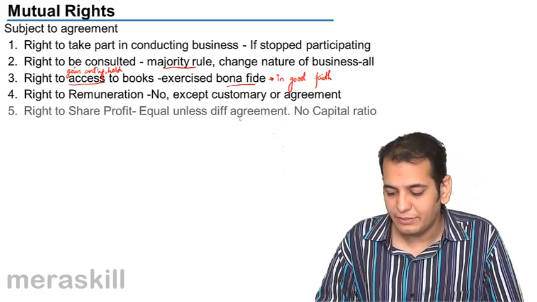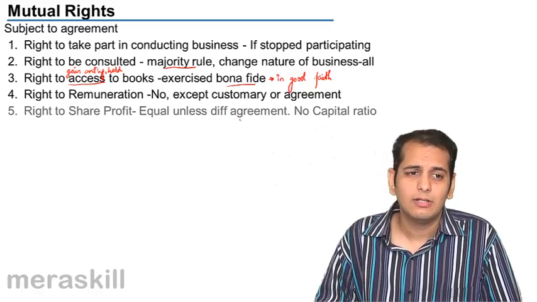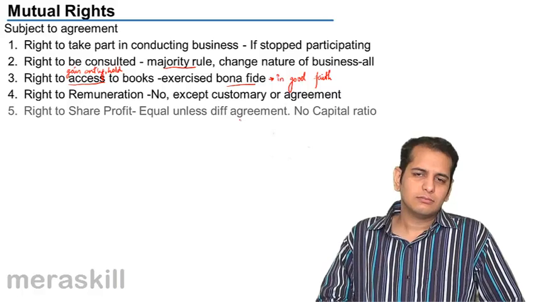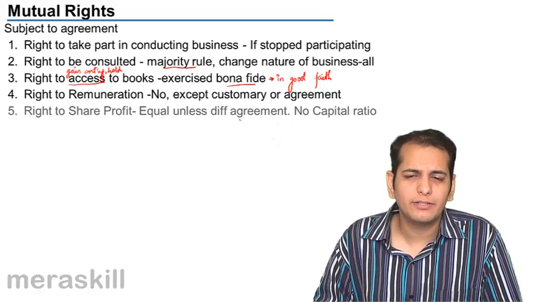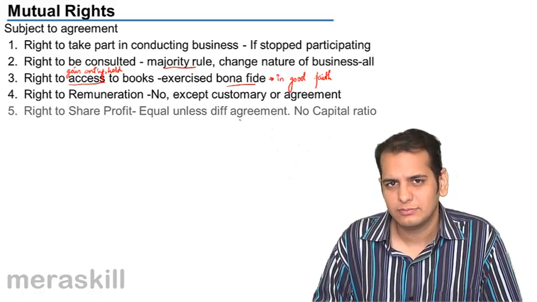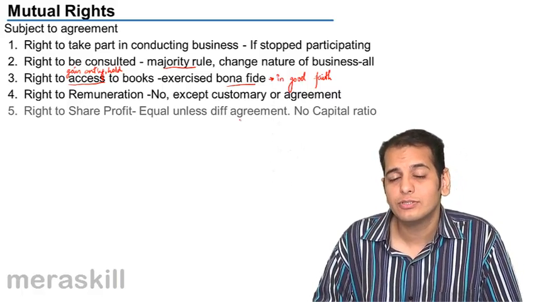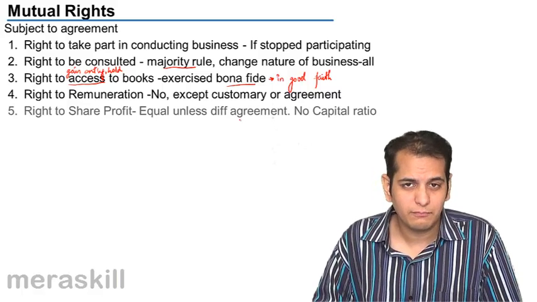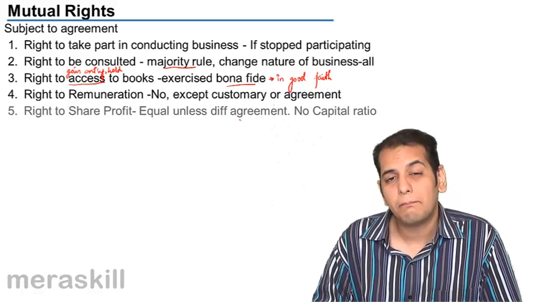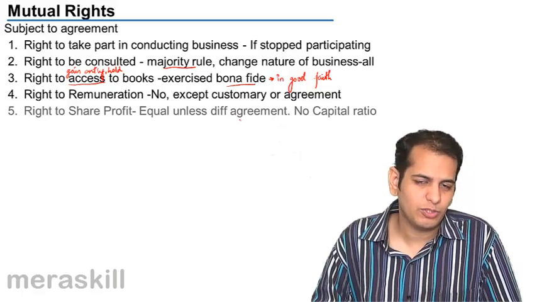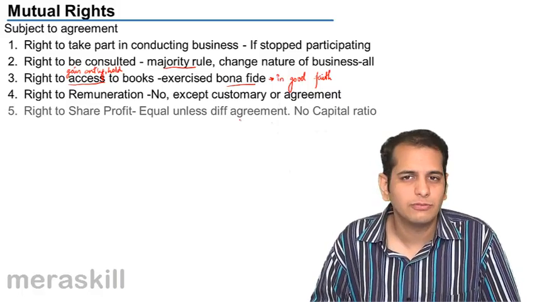Next, right to share profit. Partners have the right to share profit, because this is what they are forming the partnership for. The ultimate objective of partnership is profit. Now, the profit is earned by the firm, so it goes to the owners of the firm. Now, owners are partners, so partners get to share the profit. Whatever the profit is, they distribute it amongst themselves. This is one of the basic rights of partners.